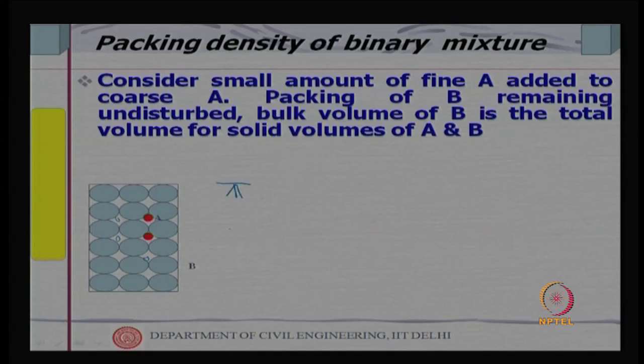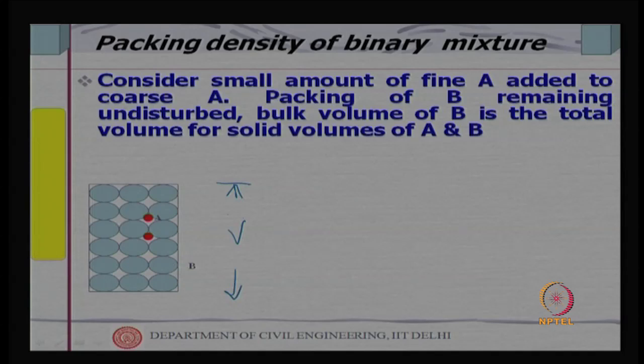This volume is my original volume V, which was packed with coarse particles. The packing of B will not get disturbed, because I have put in only a few particles; no way is it going to disturb this. So, it will remain the same. Packing of B will remain the same, and particles A will all go inside.